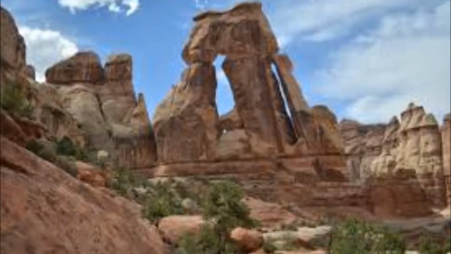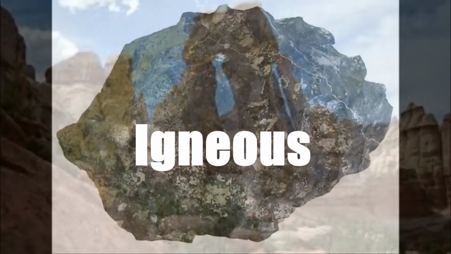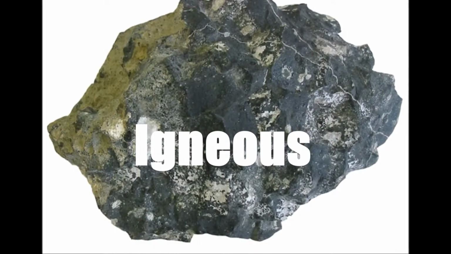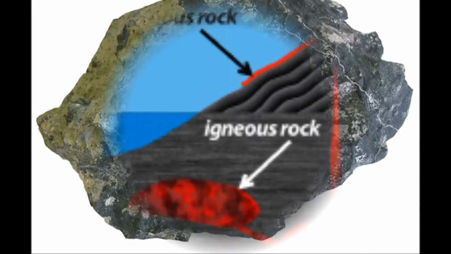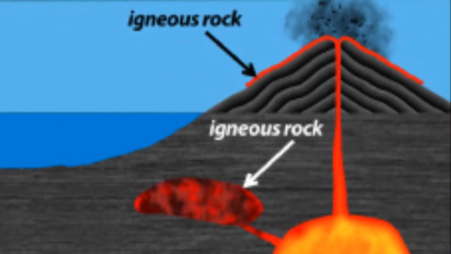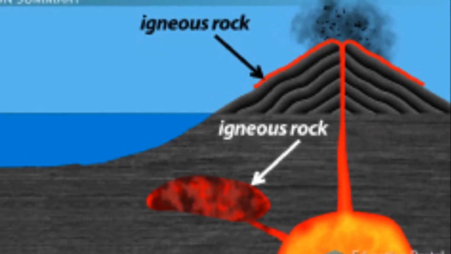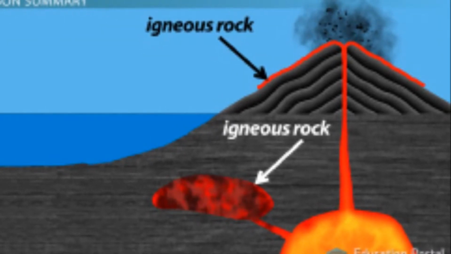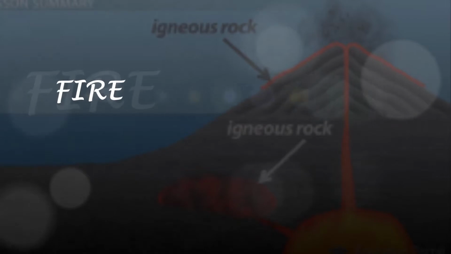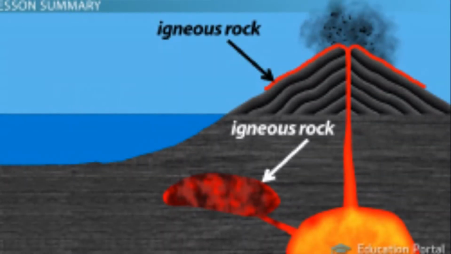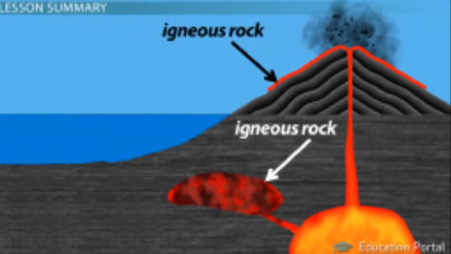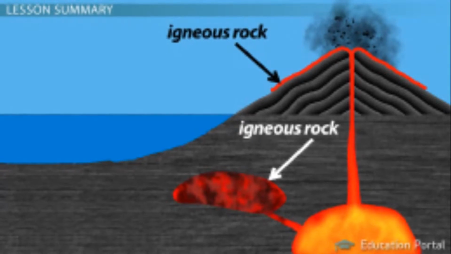Have you ever wondered how a rock forms? Its minerals offer us clues. Our first type of rock is the igneous rock. Below Earth's surface are areas of melted rock called magma. When magma cools and hardens, igneous rocks form. Igneous is a Latin word meaning fire. Igneous rocks form from melted rock, either from magma below Earth's crust or from lava above it.